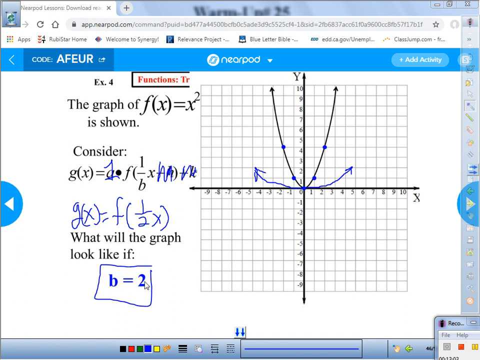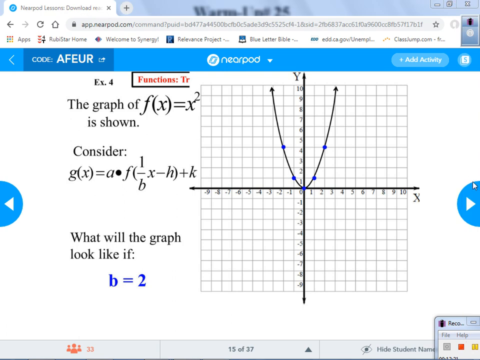What does it look like if B was 0.5? That means I substitute in here 0.5. It's going to look like that, but shorter. Like so. Zabi, all right? Okay. Next one.